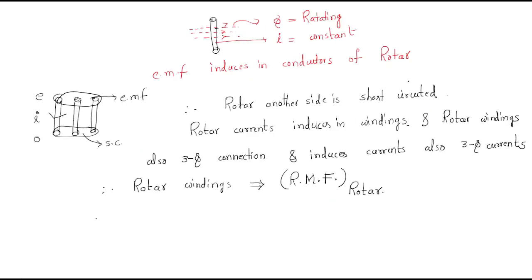So this is the stator and this is the rotor. Assume that we have two: the first one is the stator RMF, and another one is the rotor RMF. Right. So in order to produce the torque we require three conditions.